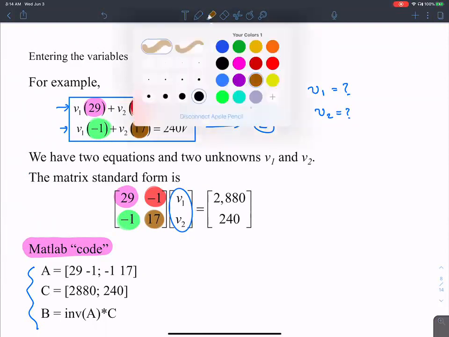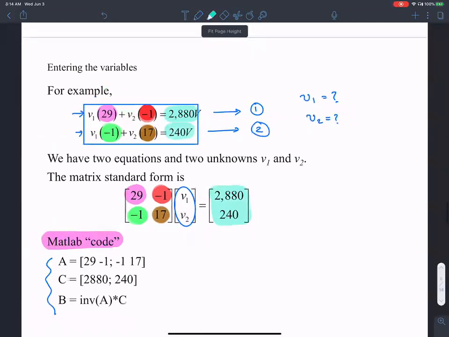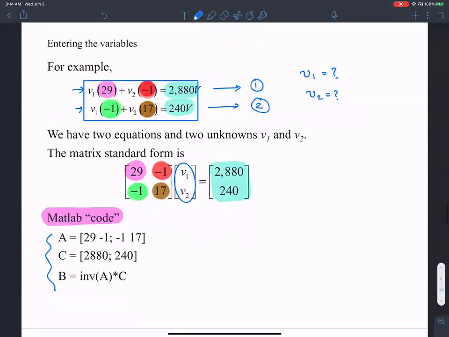Now, the other stuff is straightforward. The constants are shown in this 2 by 1 matrix here. So as you can see, it's a very straightforward process: all you have to do is create a matrix A which has two rows. The first row is 29, -1. The second row, which is entered into MATLAB using the semicolon, is -1 and 17.